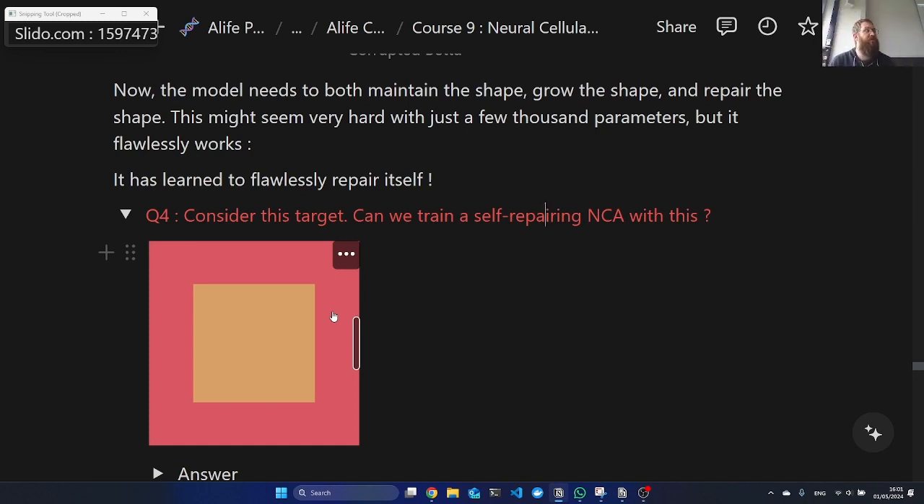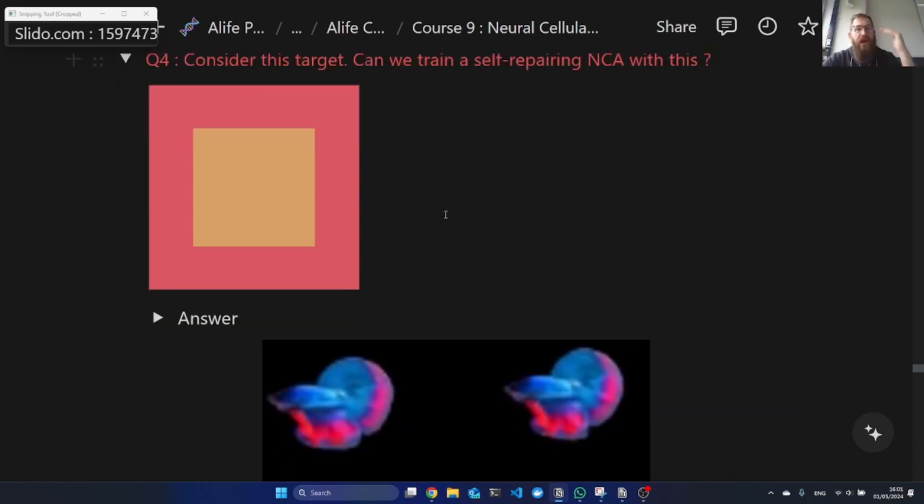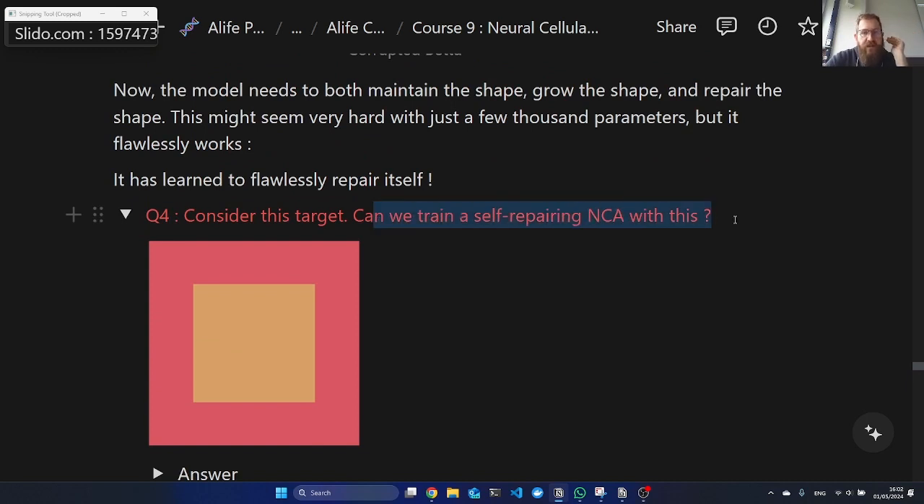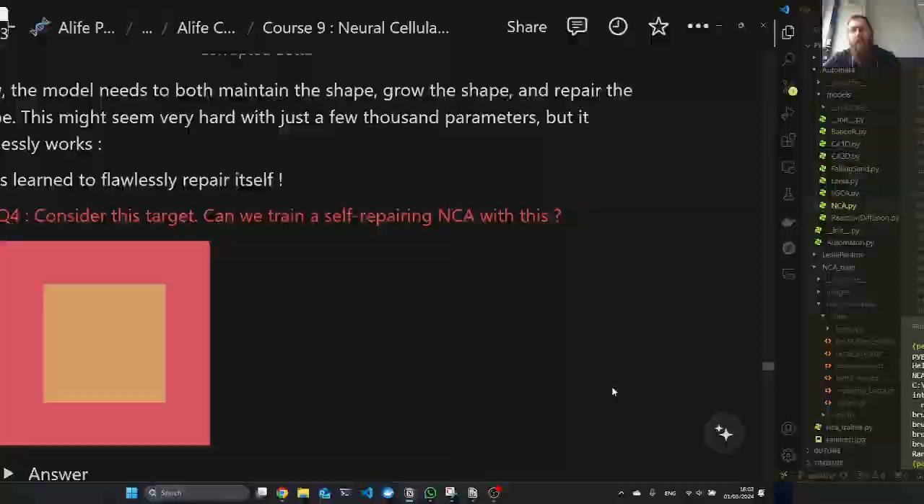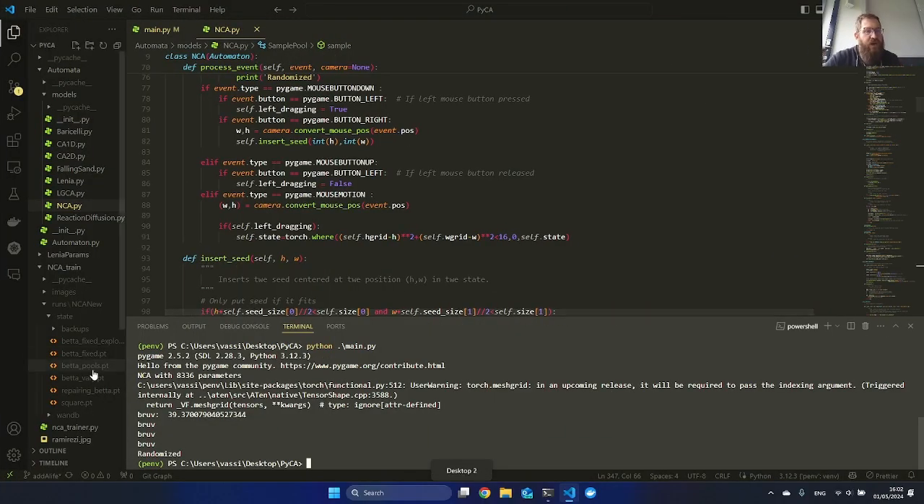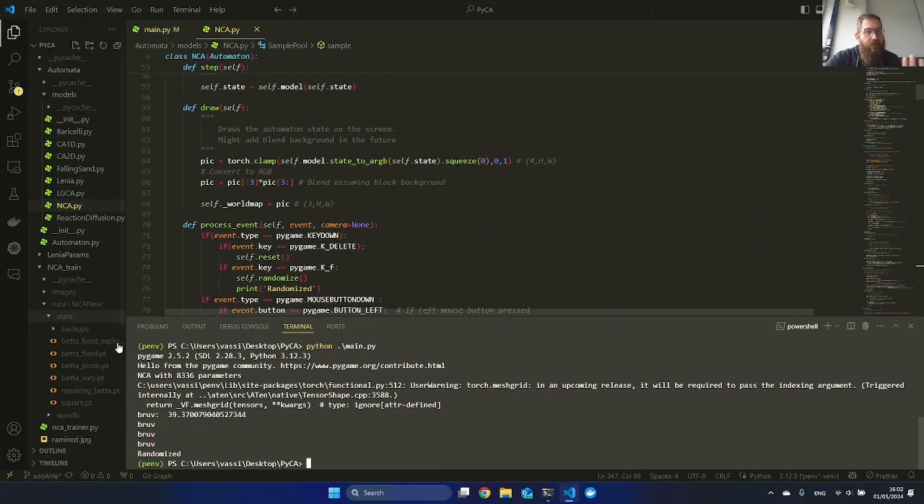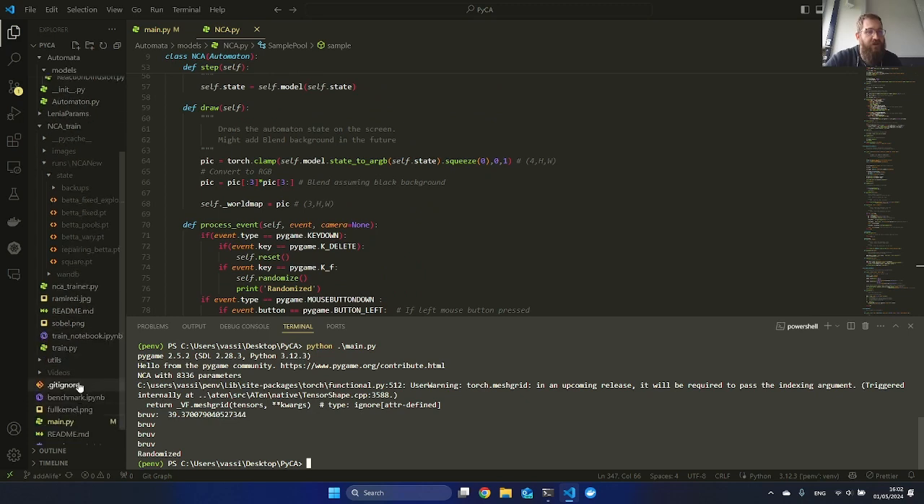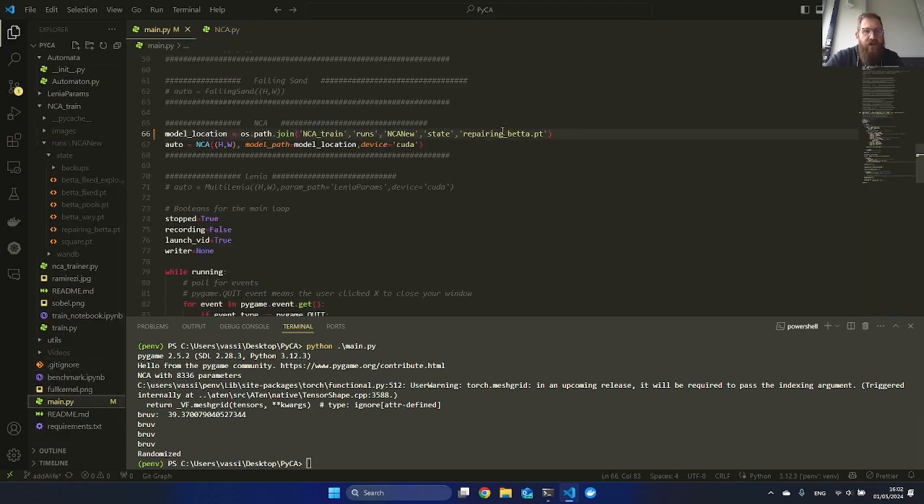But of course, this is forgetting about the hidden channels, right? The hidden channels here and here can be different and probably will be different, such that the pixel can actually tell where it is in the square. So I was expecting that the answer is definitely yes, you can train a self-repairing NCA from this. But in practice, it turns out to be much harder than something which is not as uniform. So I can show you, I actually tried to train this.